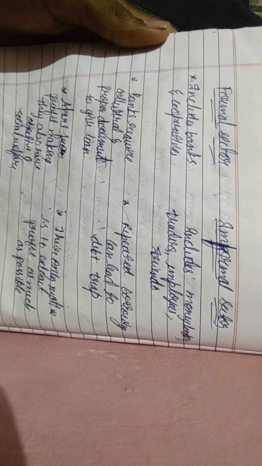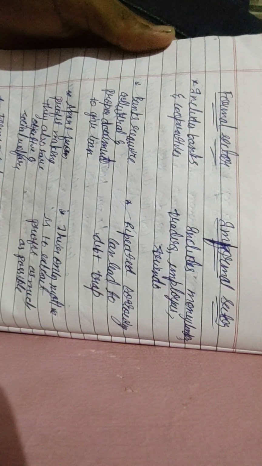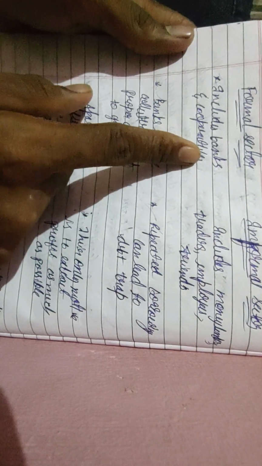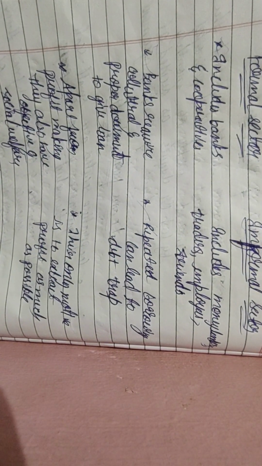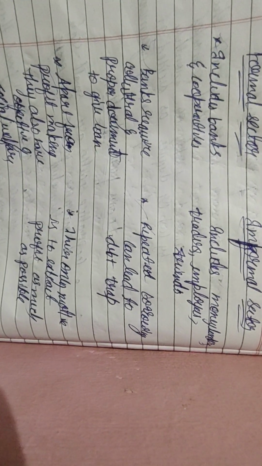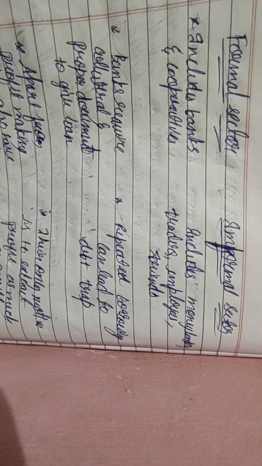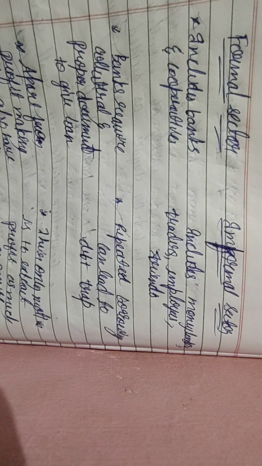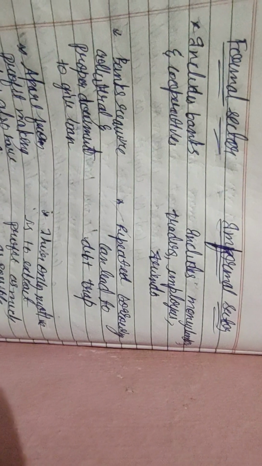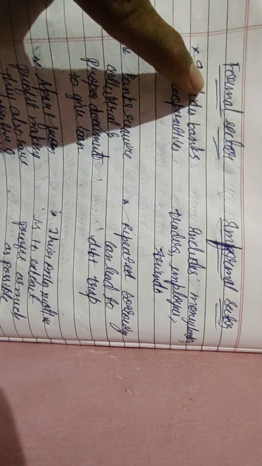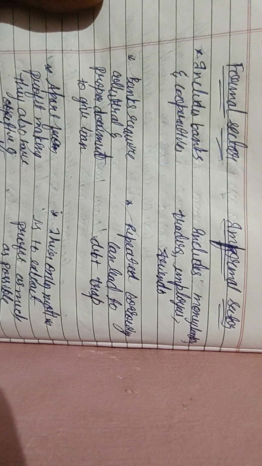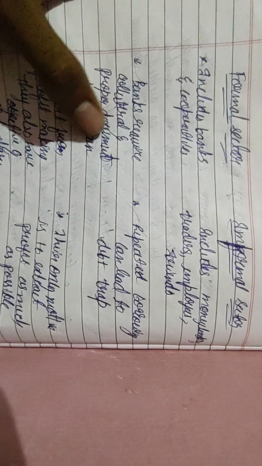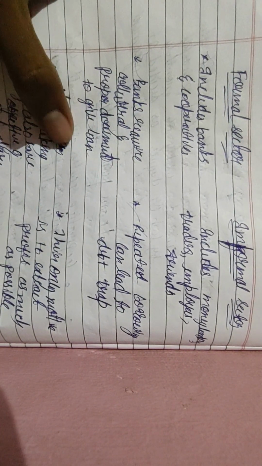Formal sector, informal sector. You can note these points. Difference between the formal sector and informal sector: formal sector includes banks and cooperatives, as I already said, and informal sector comes under friends, colleagues, traders, employees, zamindars. The informal sector is an advantage for people who don't have collateral. The formal sector includes banks and cooperatives, and obviously collateral is needed for the formal sector. Banks require collateral and proper documents to give a loan.